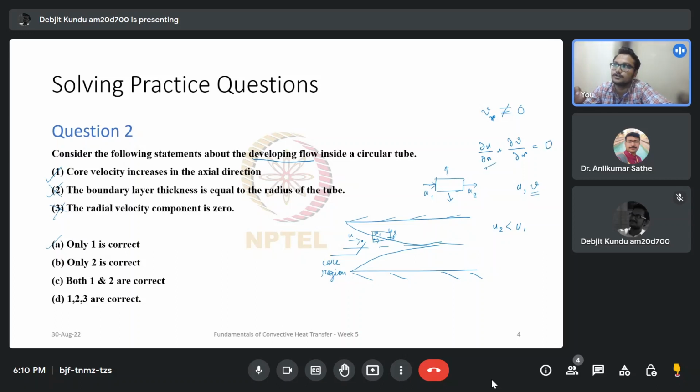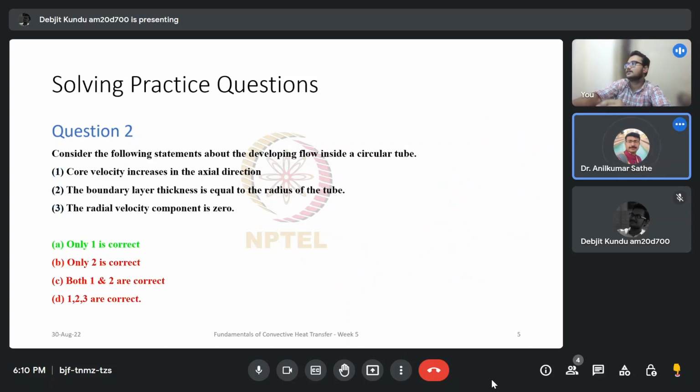Since there is a dou u dou x present across this boundary layer, or even before it, within the core region, there has to be a dou v dou r. And dou v dou r itself existing means that v is not zero in all locations. There has to be some finite v in at least some location. Make sense? So the answer to this question would be only one, one is correct.